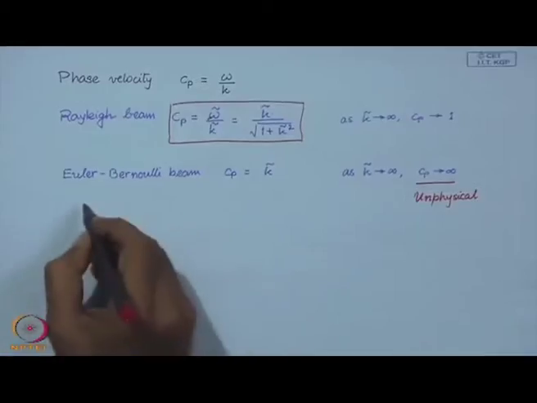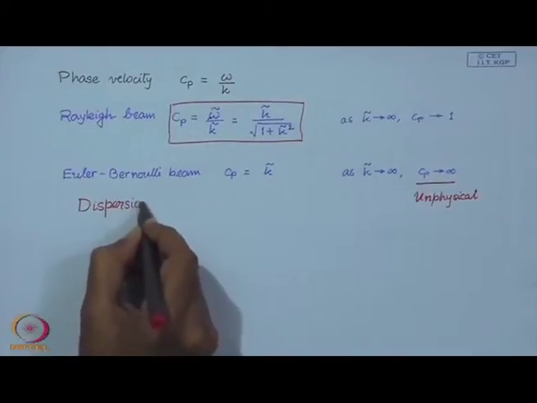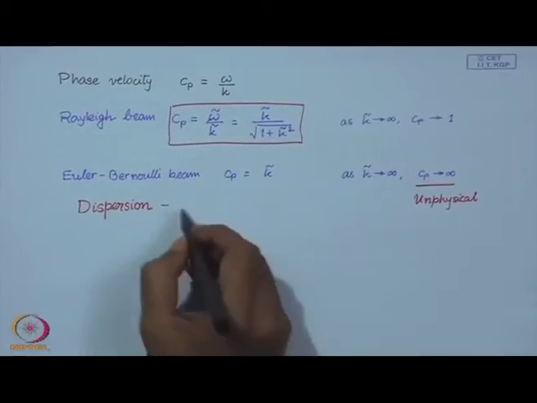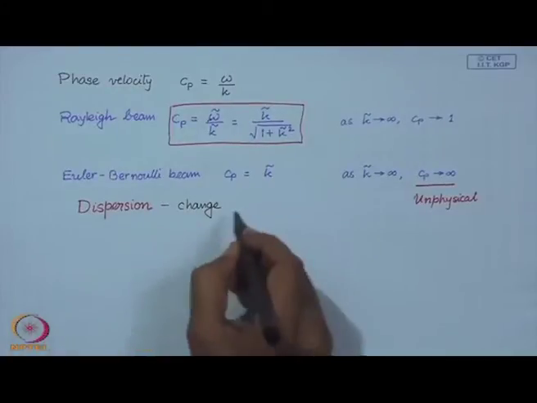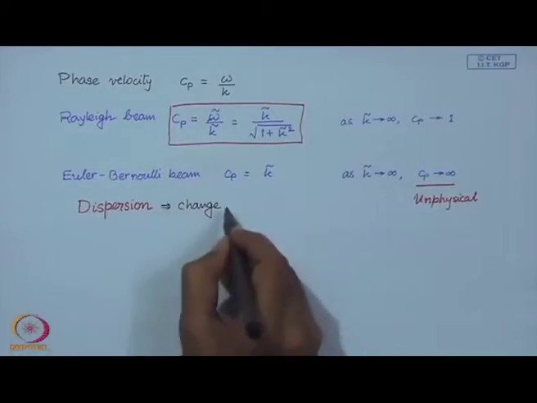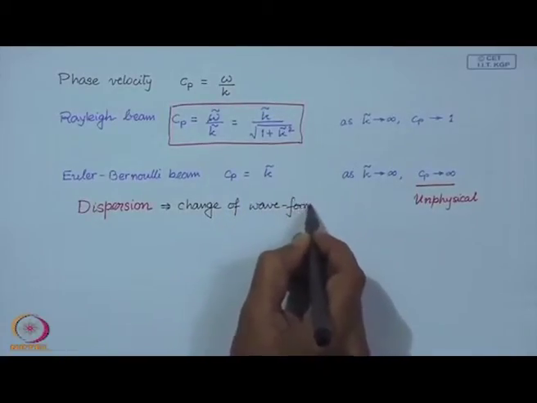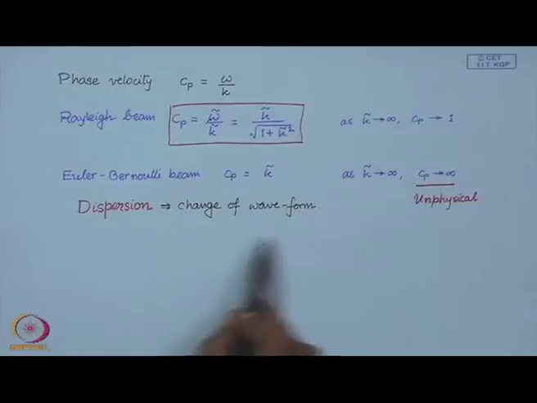So, we have dispersion when a wave pulse propagates in a beam. An effect of dispersion is change of waveform. So, when you have dispersion, the waveform changes. This is an effect of dispersion.